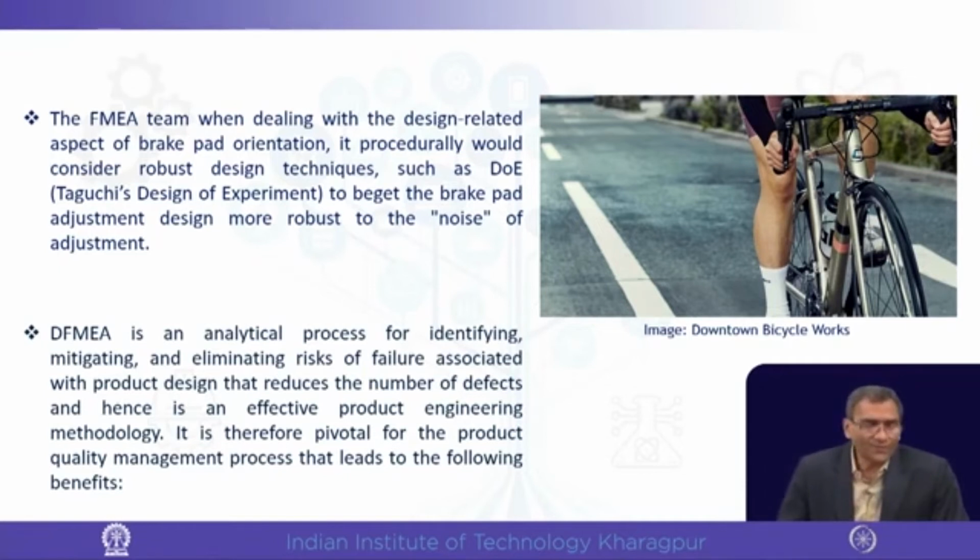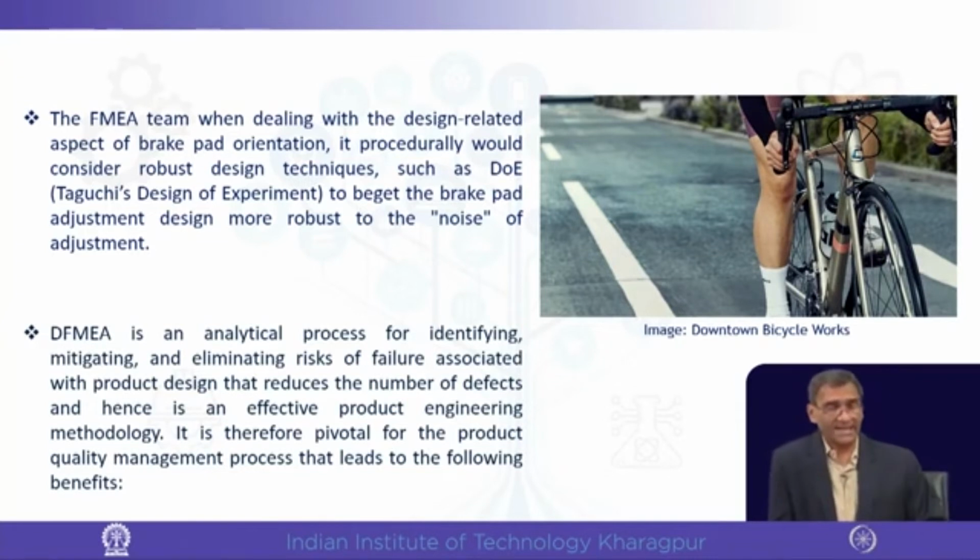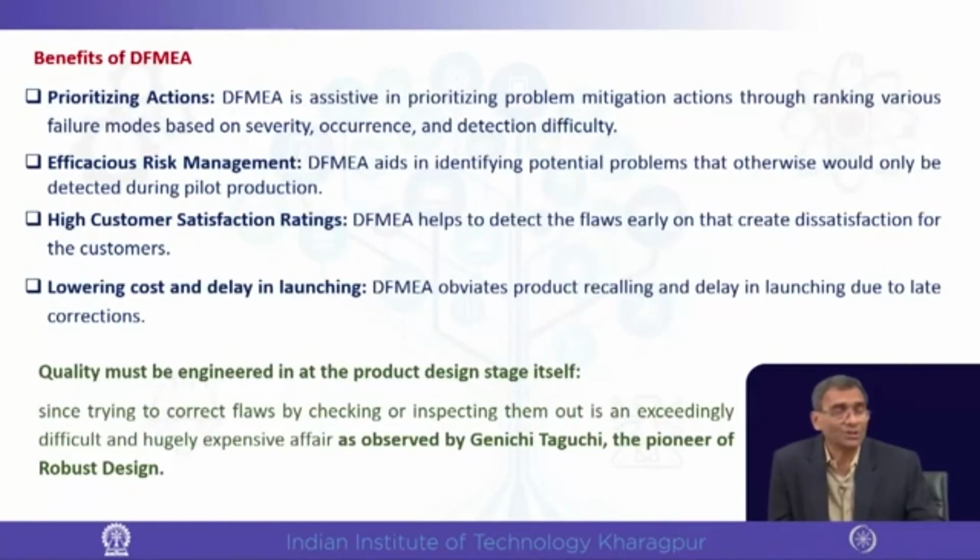DFMEA is an analytical process for identifying, mitigating and eliminating risks of failure associated with product design, which reduces the number of defects, and hence it is an effective product engineering methodology. It is pivotal for product quality management and leads to the following benefits. Prioritizing actions, we have said how it is prioritizing. Efficacious risk management, yes. High customer satisfaction, yes. Naturally, if fewer defects reach the customer, there is a reason the customer should be happy or satisfied. Lowering cost and delay in launching.